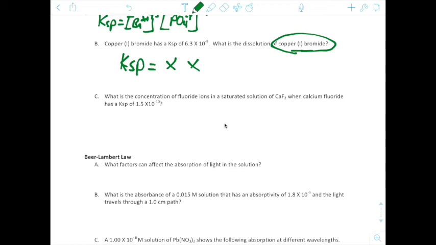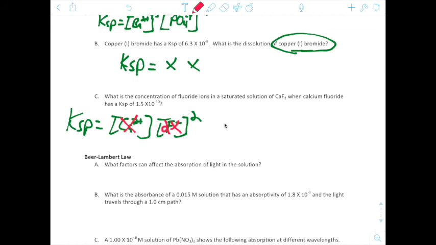So it's calcium fluoride, which dissociates into 2 fluorine ions and 1 calcium ion. So our KSP expression is going to be our calcium concentration and our fluorine ion concentration squared. Now, when it's completely saturated, this will break up into X, and for every one of the calcium that breaks up, we break up 2X of the fluorine. So we have KSP equals X times 2X squared.